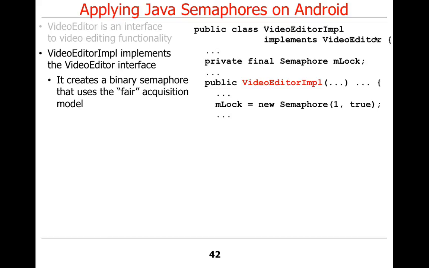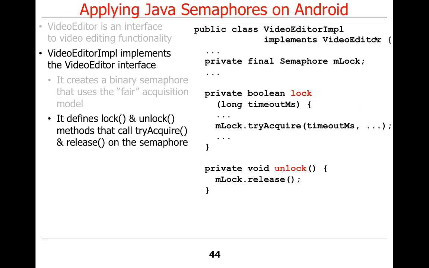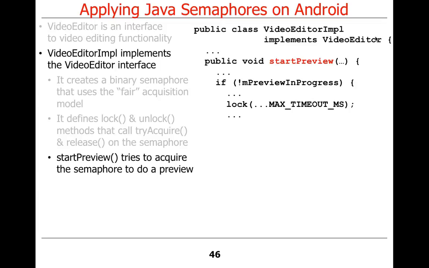So here's the constructor for Video Editor Impl. It creates a new semaphore. It's a binary semaphore, with a count of 1, and it has the value true, which means it's fair. So everything that queues up will get released in the order that they waited. We then have methods called lock and unlock, which are really just wrappers around the underlying semaphore try acquire and release methods. Remember, try acquire does a timed acquire fairly, because it doesn't do the non-timed try acquire, which barges. Then release releases one of the waiters, in this case in fair order, so the one who's been waiting the longest.